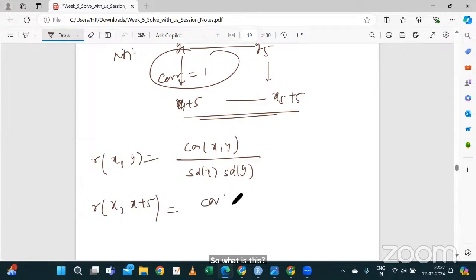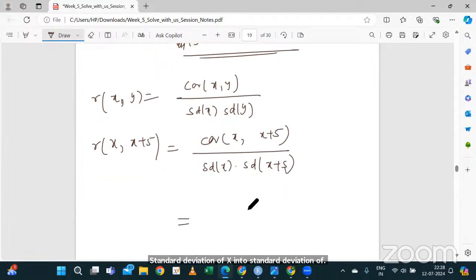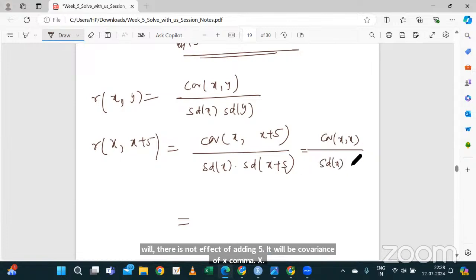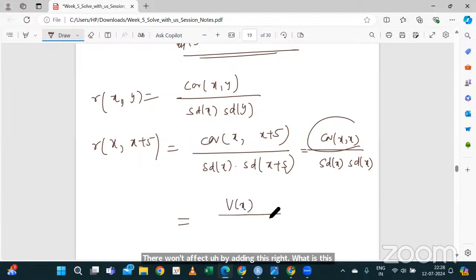So if you do here the covariance of x comma x plus 5 over the standard deviation of x into the standard deviation of x plus 5, you can see in the numerator there is no effect of adding 5. It will be the covariance of x comma x. Similarly, the standard deviation of x and standard deviation of x, there won't be any effect by adding this. What is this covariance? Covariance of x with itself is nothing but the variance of x. And the denominator is also the variance of x.